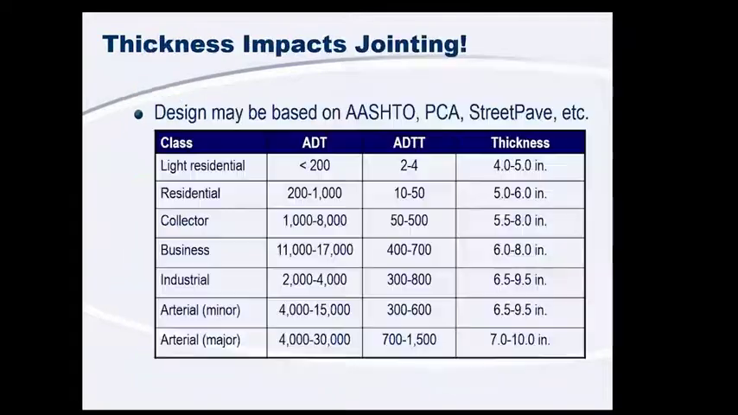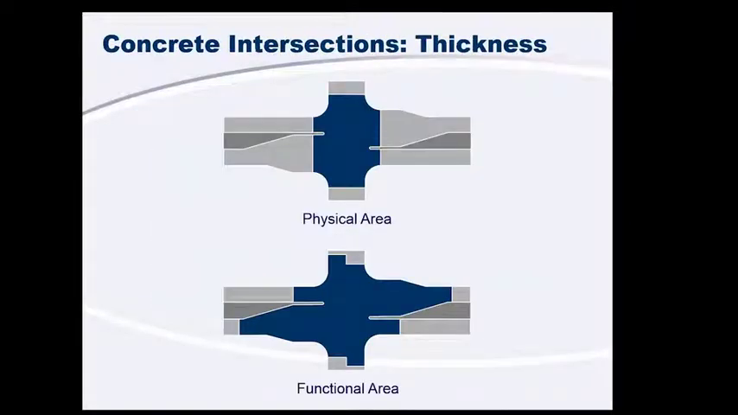I will mention a couple things about thickness design because remember, thickness and jointing can be pretty closely related as well. So your thickness design should be based on the AASHTO methods or StreetPave or the PCA method, some kind of conventional thickness design pattern. But when you're thinking about an intersection, you need to think about what kind of traffic you're going to get in that physical area. So I've highlighted the physical area here. Obviously, we have two roads intersecting. Well, that physical area is going to see the traffic from both of those areas.